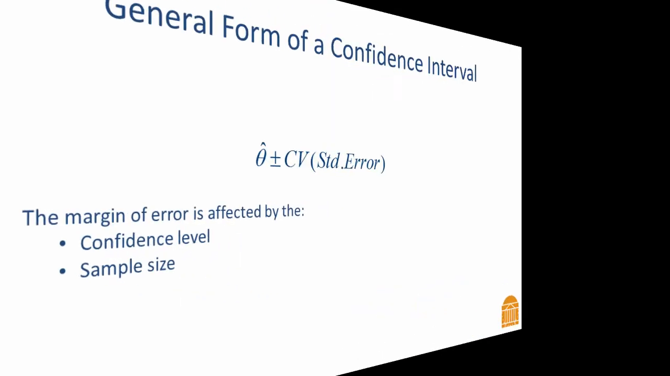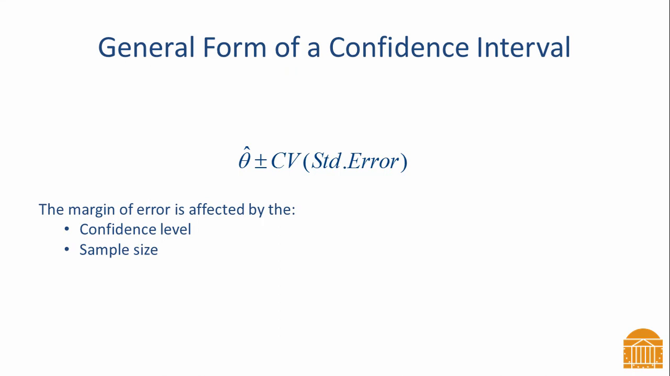Sampling variability is another factor that affects the margin of error and size of a confidence interval. The standard error quantifies sampling variability, and it is a function of sample size.